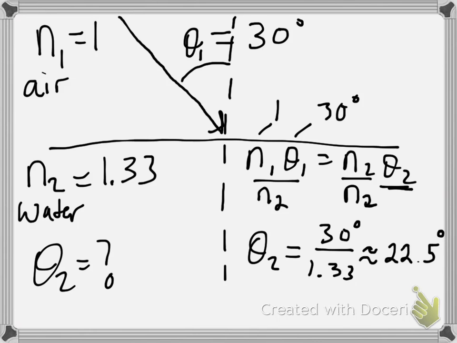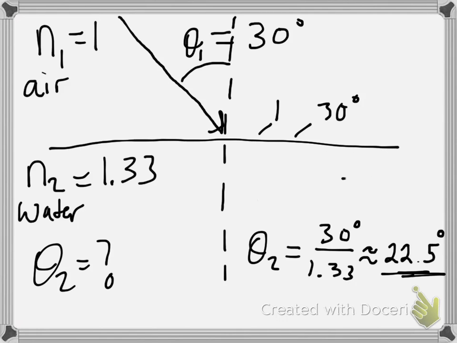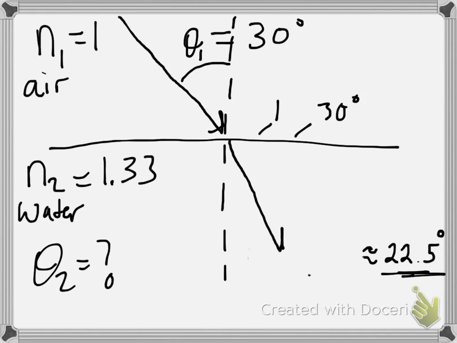But if we go back, we can see that this will be about 22.5 degrees. So if I get rid of some of this here, then we can see that the light beam will change its trajectory by about this much, right? So it's not a huge bend, but it's a little bit. All right, so that's the law of refraction.